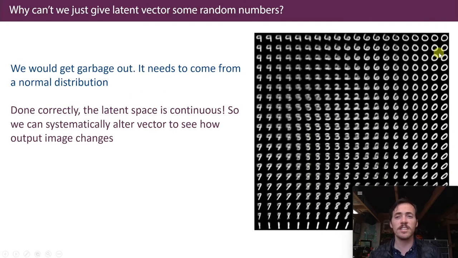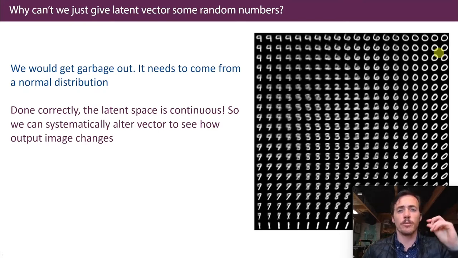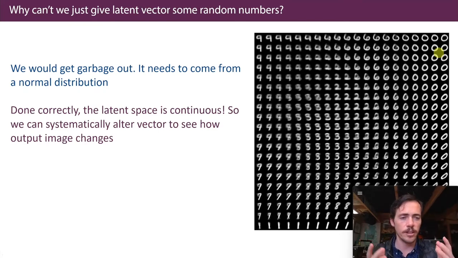Now I said that this space is continuous. First off, if you just gave it the latent vector random numbers, it wouldn't create anything that looks like a dog or a cat or a new material or anything. It would just create random noise. So we needed to tell it roughly the area where realistic things exist by doing it with a distribution, right? And if you've done it correctly, then this latent space is continuous.